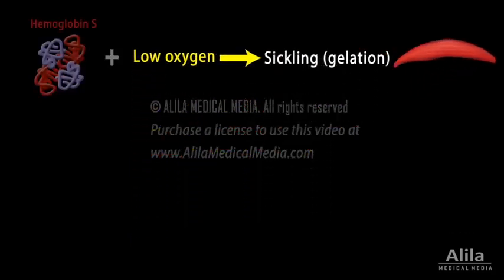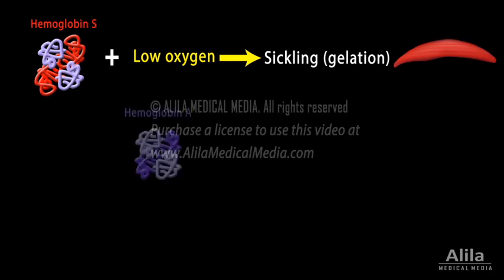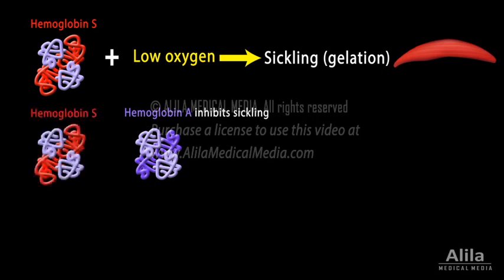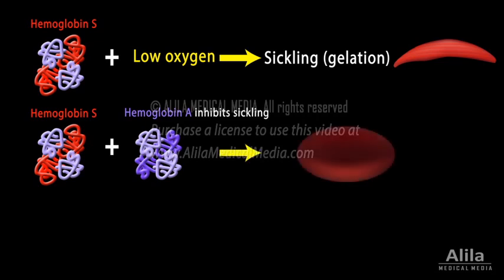Apart from oxygen tension, the presence of other hemoglobins also seems to affect the sickling process. Normal adult hemoglobin inhibits sickling, and this explains why heterozygous parents who produce both mutated hemoglobin S and normal hemoglobin A do not usually develop the disease.